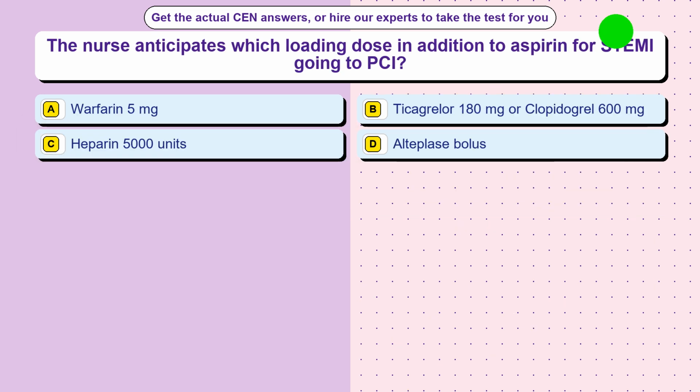Question 76. The nurse anticipates which loading dose in addition to aspirin for STEMI going to PCI? Option A, warfarin 5 mg. Option B, ticagrelor 180 mg or clopidogrel 600 mg. Option C, heparin 5000 units. Option D, alteplase bolus.